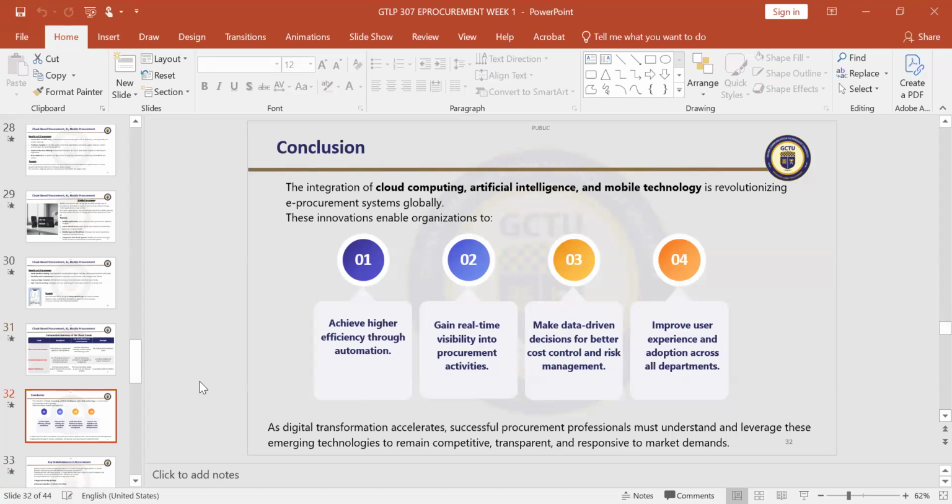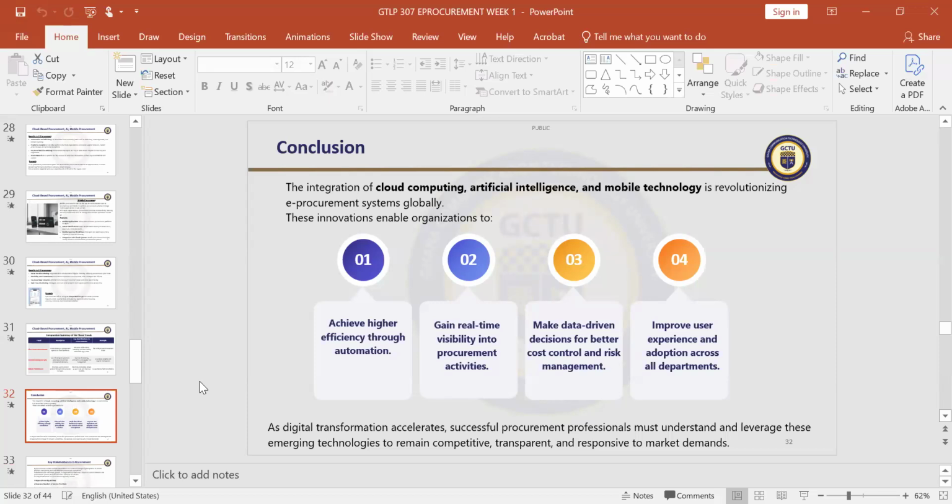The integration of cloud computing, artificial intelligence, and mobile technologies is revolutionizing e-procurement systems globally. This innovation enables organizations to achieve higher efficiency through automation. Through automation, you achieve higher efficiency: cost reduction, using less time to do so many things, conveniences, and so on. And then gain real-time visibility into procurement activities. Whatever happens, wherever you are, you will see it.